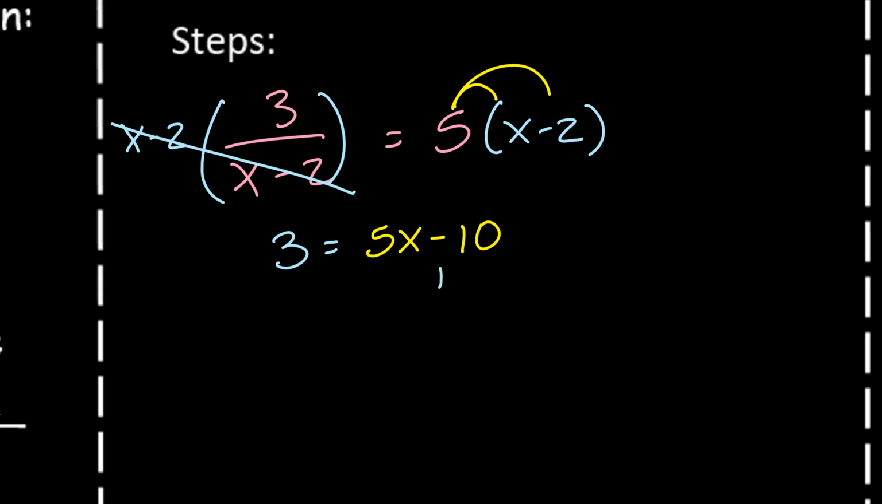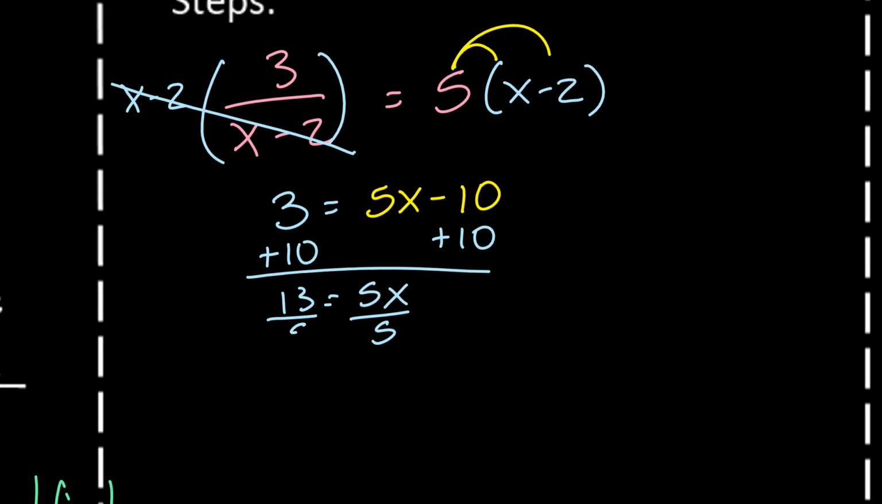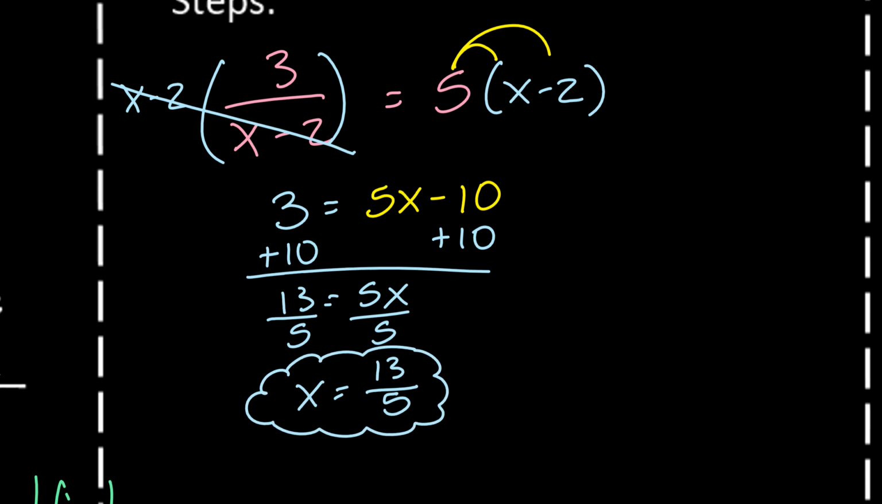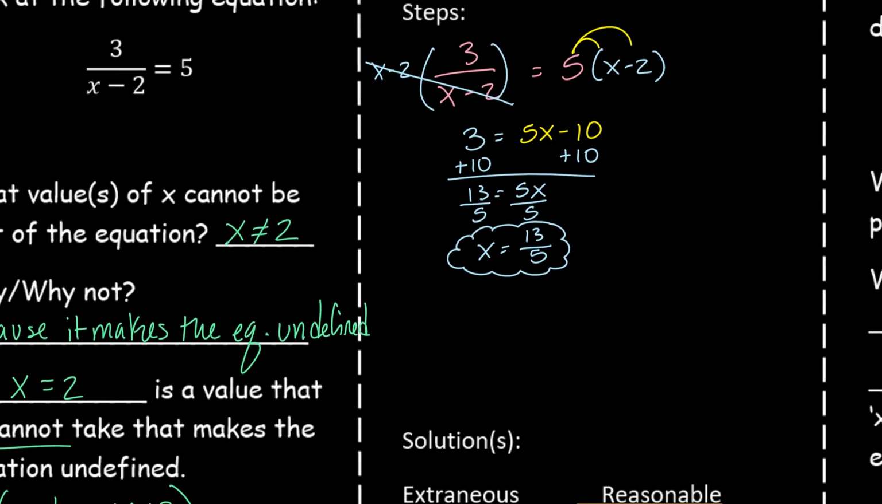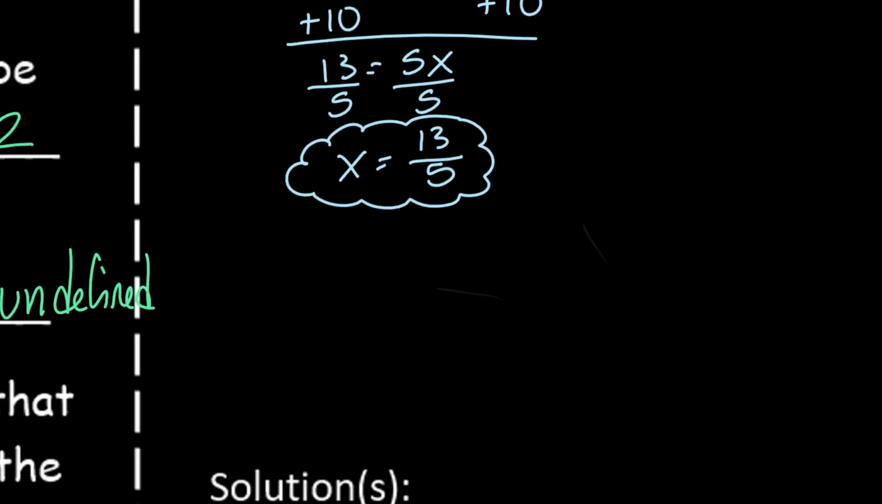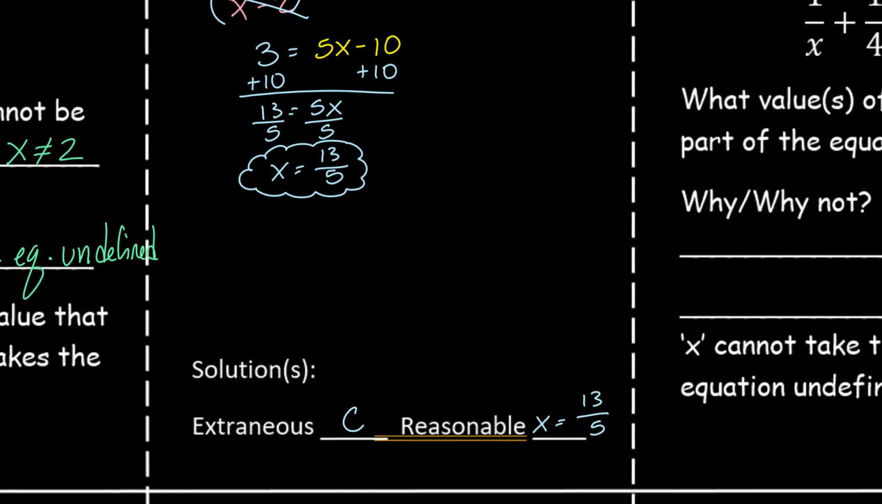Now what? You add 10 over. Right, you just finished solving, right? Add 10 over. We get 13 is equal to 5x. This is an ugly one, but it's okay. Divide both sides by 5. And x is 13 fifths. So that would be our solution. Is this a number that would make our equation undefined? No, right? The only thing we had to worry about was 2. So this is a reasonable solution. So here in reasonable, we put x equals 13/5. And there are no extraneous.